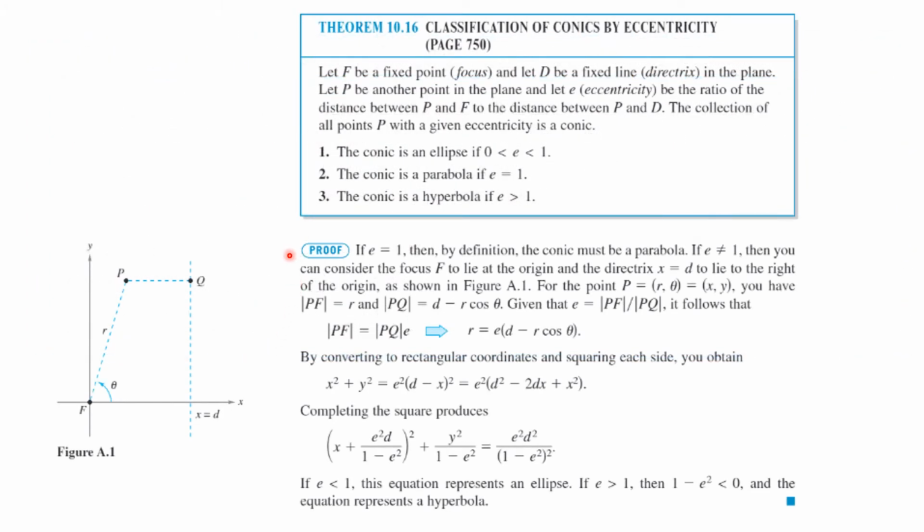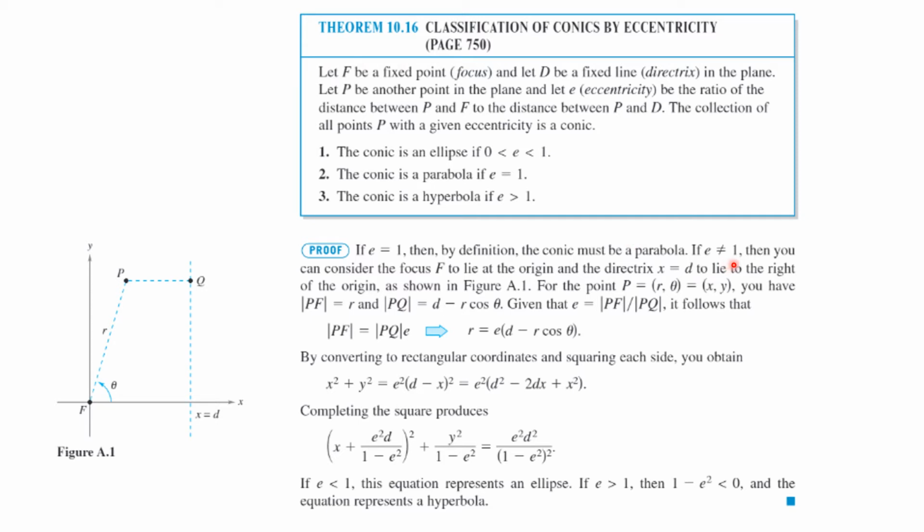It's instructive to look at the proof of this, so we're going to talk about the proof. If E equals 1, that means that the distance from the focus to the point is the same as the distance from the point to the directrix. Then by definition, it's a parabola. So that part is actually done already.